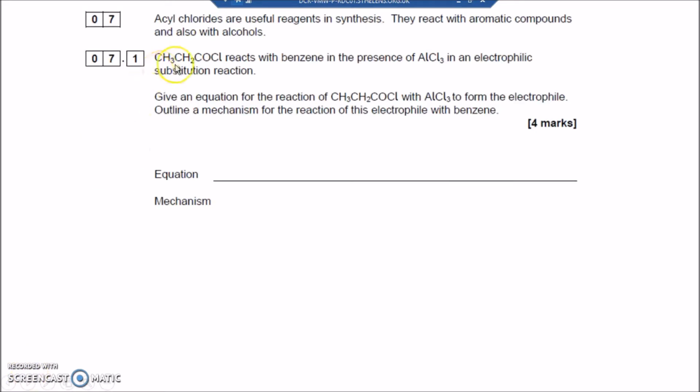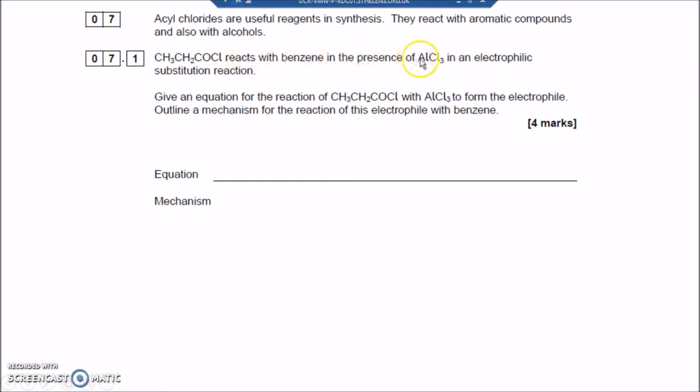Question 7. Acyl chlorides have a C double bond O and Cl. They're very, very reactive. They have violent reactions. They produce hydrogen chloride gas when they react with water, and it produces white steamy fumes. So this one is propanoyl chloride, COCl with 3 carbons. So this would react with anything with water and would produce hydrogen chloride gas, white steamy fume. So very violent reaction. So you've got to take extra care when you're using acyl chlorides.